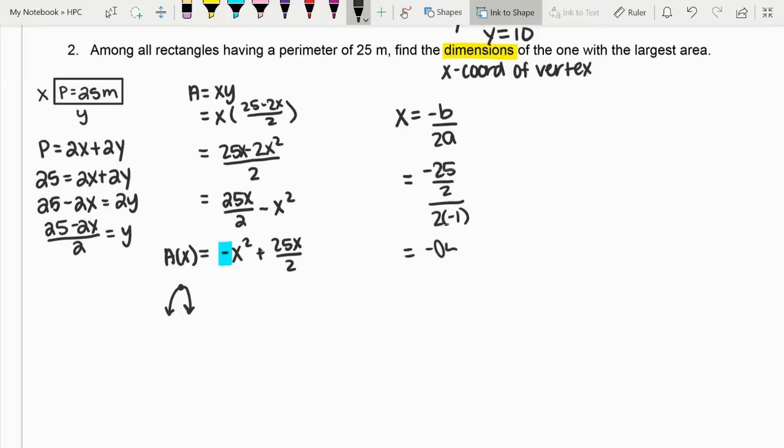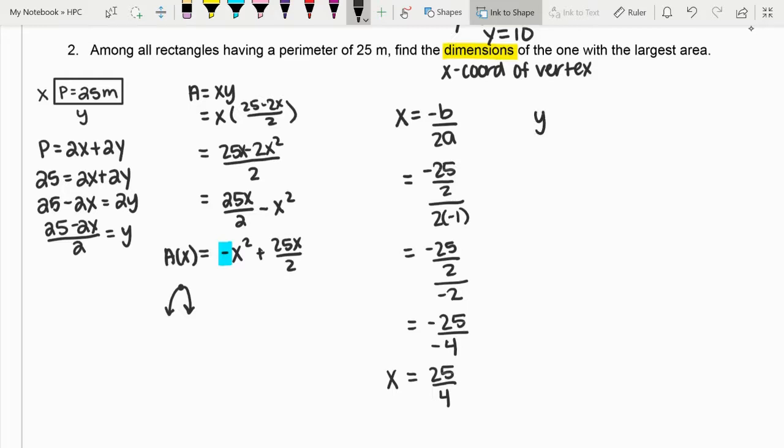So we have negative 25 halves divided by a negative 2. Let's just simplify that. I'm going to have negative 25 over 4 over a negative 4, which then, of course, both my negatives cancel out. So I have 25 fourths. Okay, so that is the x-coordinate of our vertex. Now we're just going to substitute that back in to find out the y-coordinate.